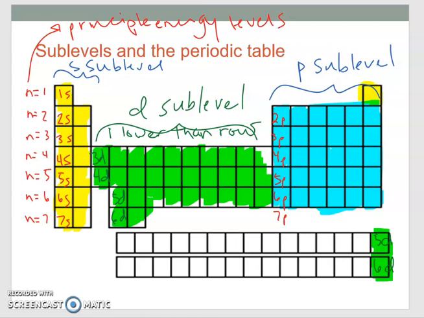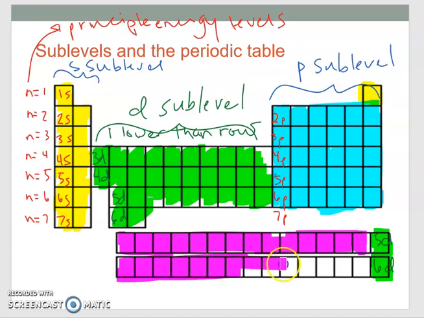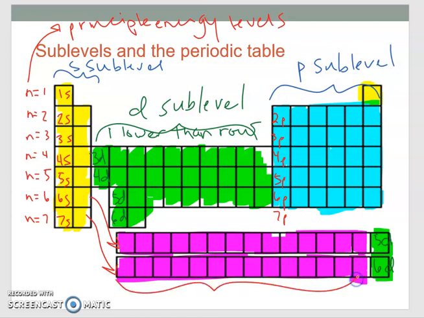Our last one then is our F sublevel. That will include our lanthanides and actinides, which are pulled out from the periodic table here and here. And so this is going to be our F sublevel. And our F sublevel is going to be 2 lower than the row. So for our principal energy level, this will be number 4, so it's in row 6 technically, but this will be number 4, and then this one will be number 5.